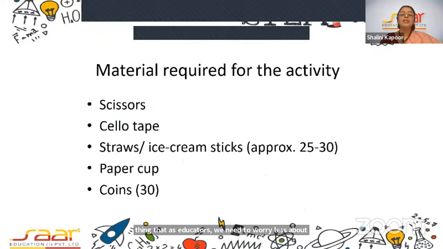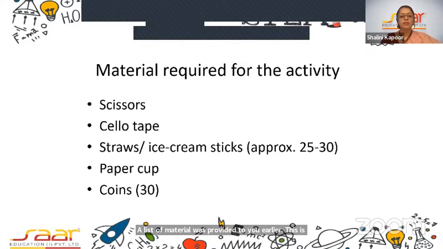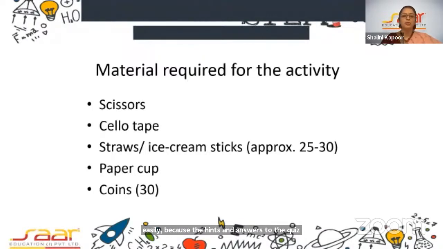Okay, so we are going to begin with the presentation now. This is just a reminder slide that at about 15 minutes from now, 20 minutes at max, we will be doing a short activity. A list of material was provided to you earlier. This is only a reminder for you to keep the material ready and handy so that you can enjoy the activity too. And just a small reminder, teachers, there will be a short quiz at the end of this presentation. So please be attentive throughout. I know you had a very long day, but be attentive, stay with me, and you'll be able to answer the quiz easily because hints and answers to the quiz will be provided in the presentation throughout.